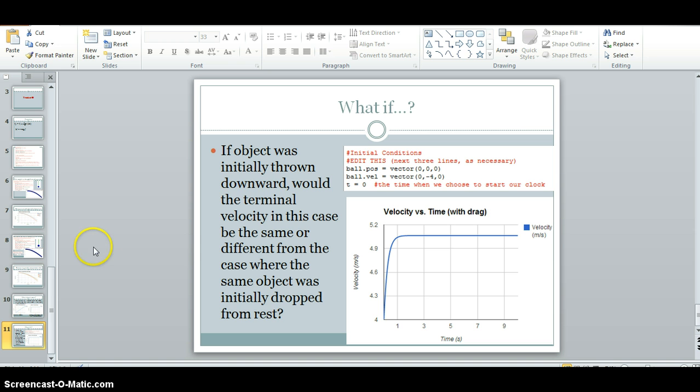Now, if an object is thrown downwards, the terminal velocity would be the same as in the previous graph. In order to show this, I changed the position and plotted the velocity versus time points to get this graph right here. You can see from it that the initial velocity doesn't affect the terminal velocity.